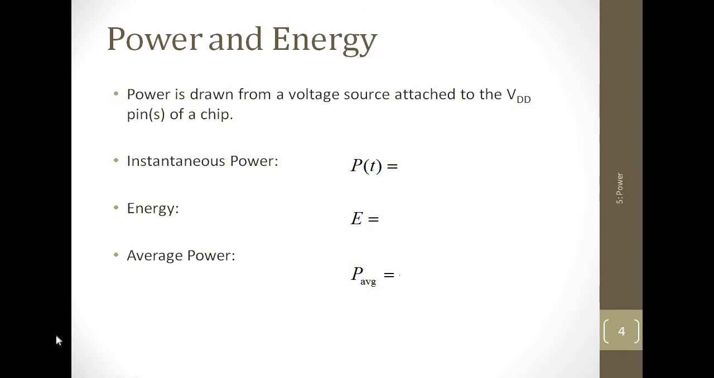Power and energy: power is drawn from a voltage source attached to the VDD pins of a chip. In the previous video I showed you CMOS is made up of P channel and N channel MOSFET. To make the inverter work as a logic gate, we need to provide it with the supply voltages, which are called ground and the supply voltage VDD.